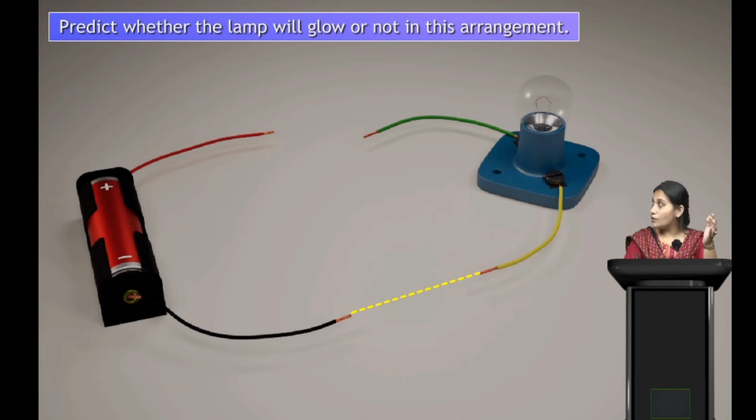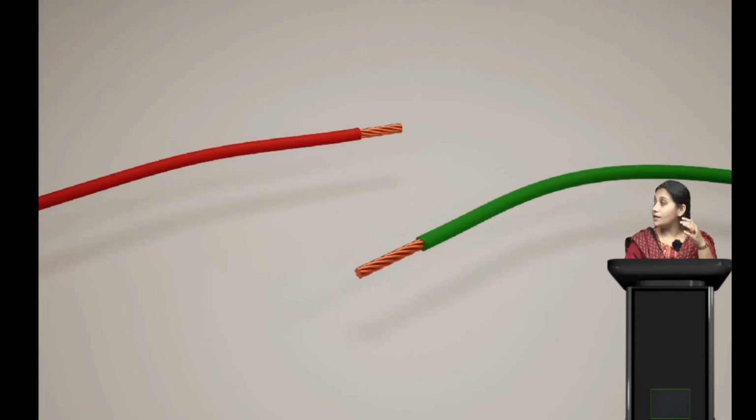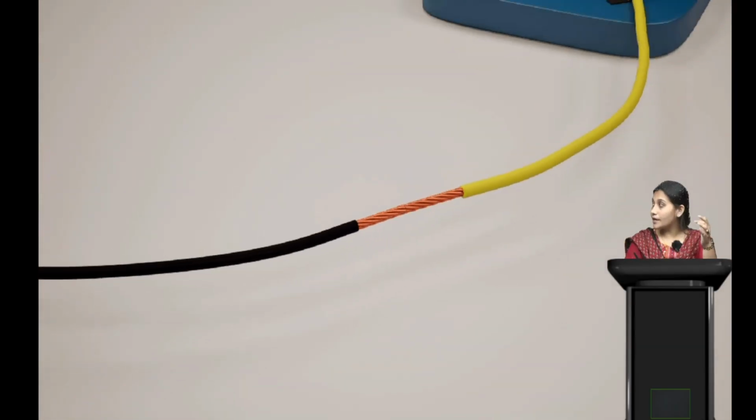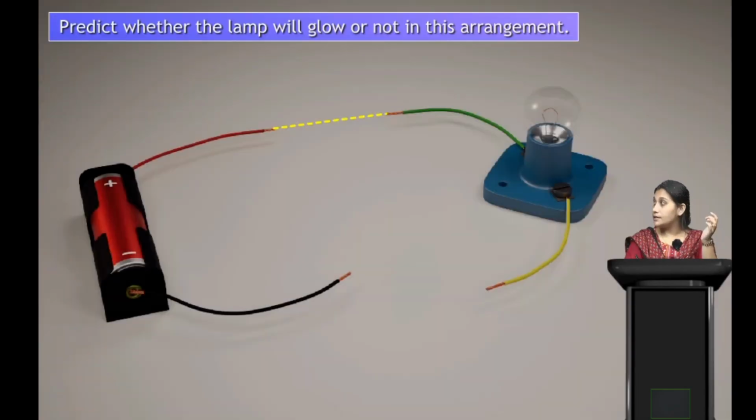Now predict whether the lamp will glow or not in this arrangement. Now you try this arrangement. In this arrangement, what is said? We will connect one wire of the electric cell to one wire of the lamp, but the other remaining part will remain open. We will not connect the other part. Okay. See, the other part remains open and we connect only one wire of the cell to one wire of the bulb. See, the light doesn't glow.